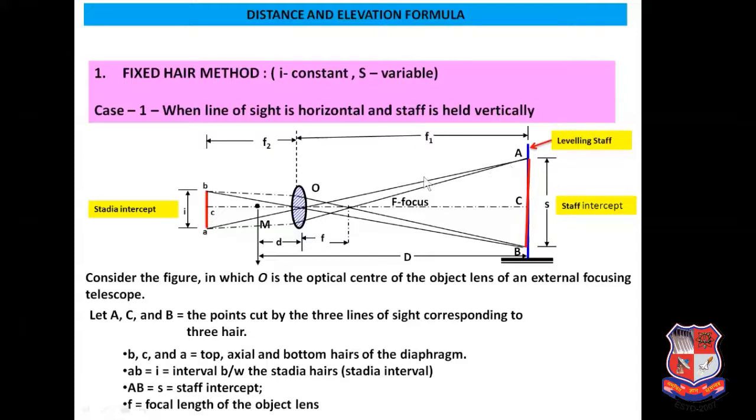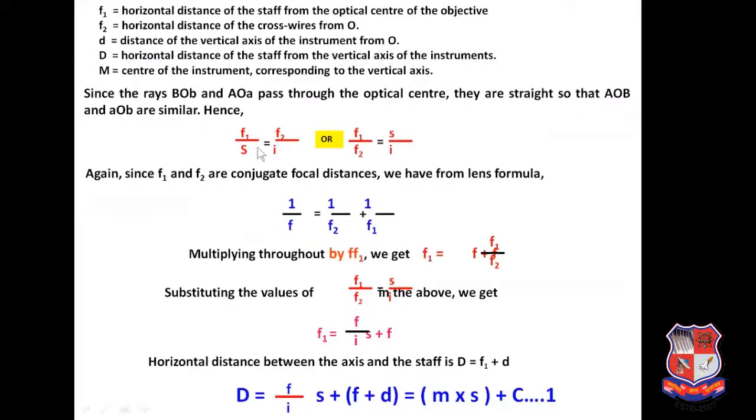So for the triangle A'OB', F1 upon S is equal to that of the second triangle, the isosceles triangle a, O, B: base, perpendicular distance upon base. So that is equal to F2 upon I. So we will get F1 upon S is equal to F2 upon I. By simplifying this equation, we will get F1 upon F2 is equal to S upon I.